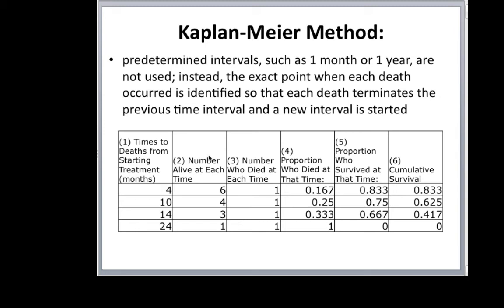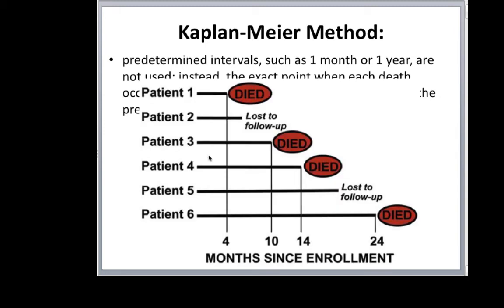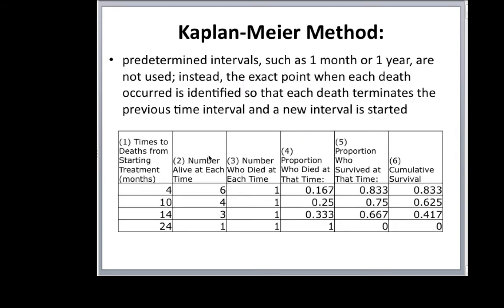So this is a table of that data, along with this graphical representation. We have, after 4 months, 6 people were alive, at which time 1 person died.